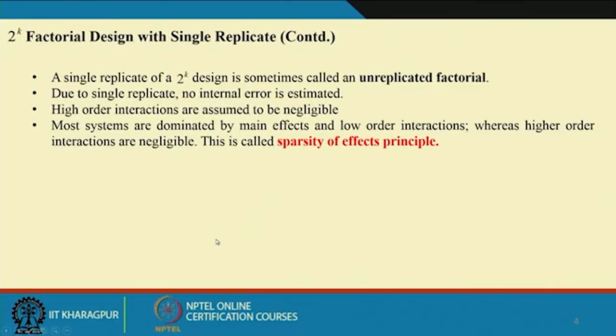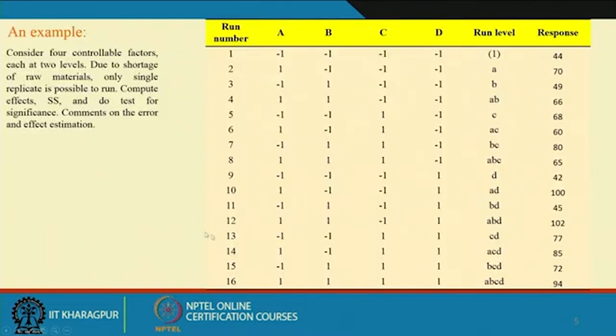So, here what I will show you is an example where 4 controllable factors are there.